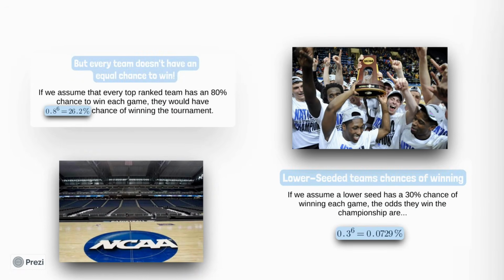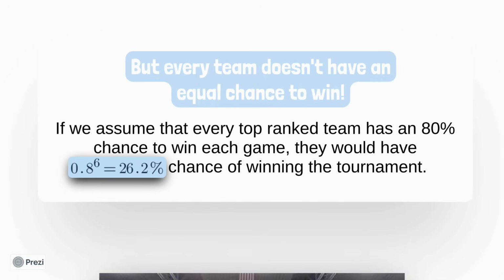Given those statistics behind perfect brackets, let's take a closer look into the fact that each team does not have an equal chance to win each game. If we take the number 1 seeds and give them an 80% chance of winning each game, that means they would still only have 26.2% chance of winning the tournament.